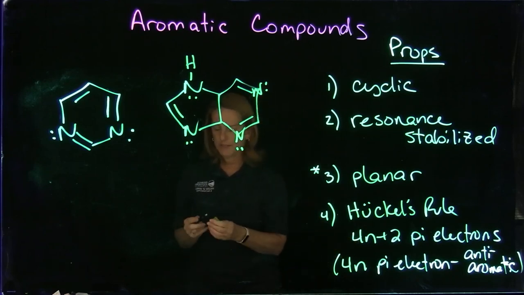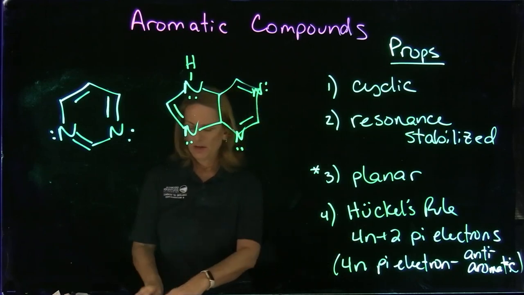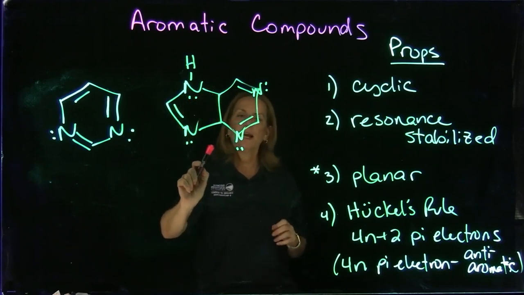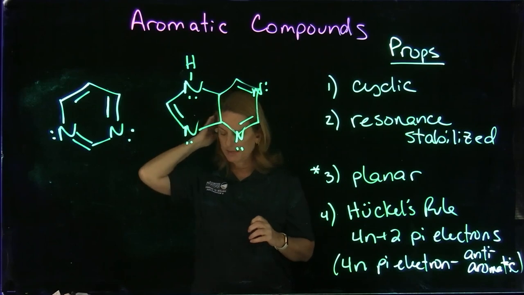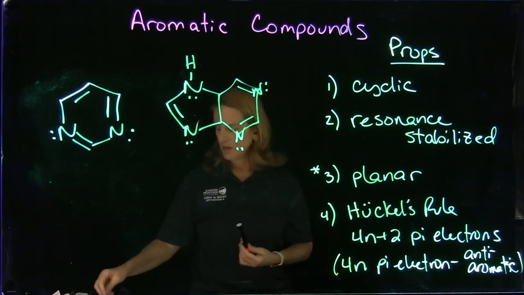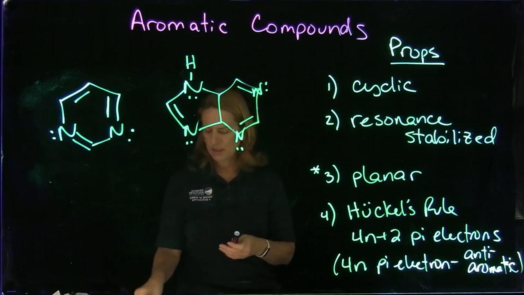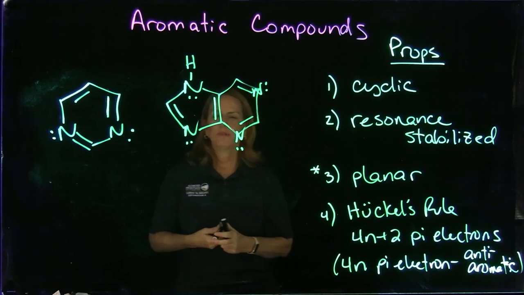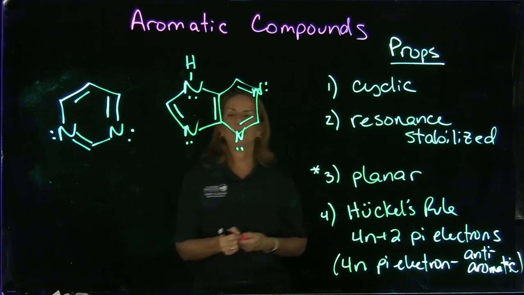All right, so let me get a different color here. Which ones count? First of all, it's a ring, two rings, but it's in a ring. Does it have the complete resonance stabilization? Can we go around the ring and have resonance stabilization? Ooh, and I left off, what color was I using? This color? I left off a bond right here. Does it have complete resonance stabilization?